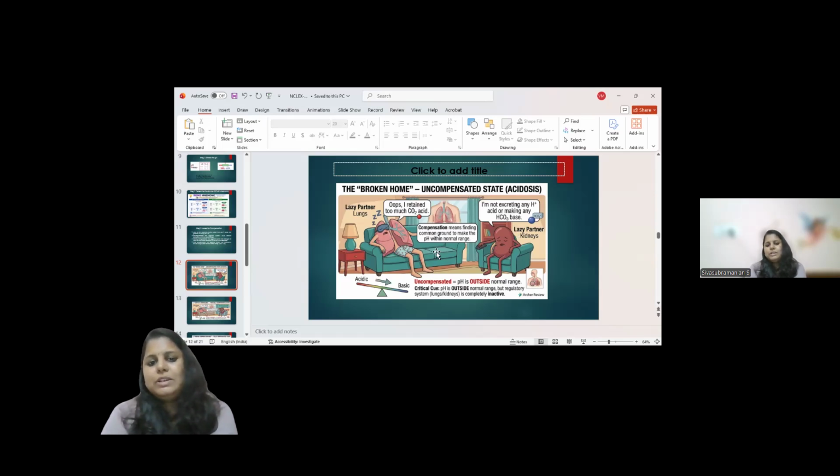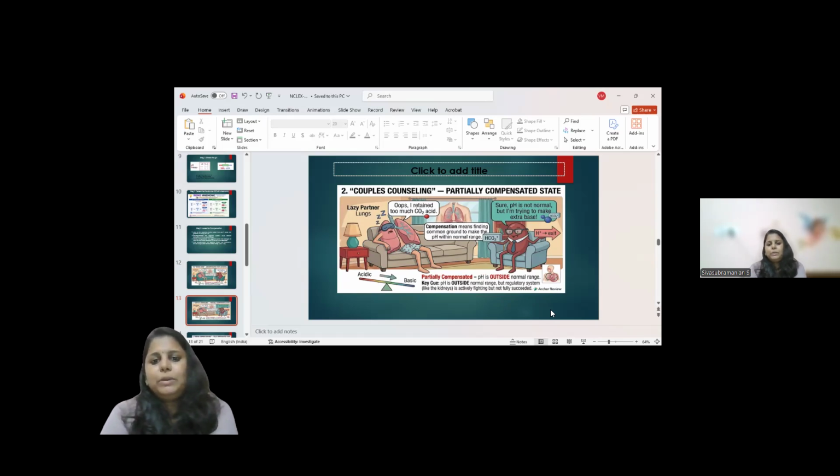Compensation means we have to find common ground to bring the pH within the normal range. Here they are not ready to balance the pH. Actually, they are tired. So uncompensated means the pH is outside the normal range and the regulatory system is completely inactive. So it is a completely uncompensated state. Is it clear?